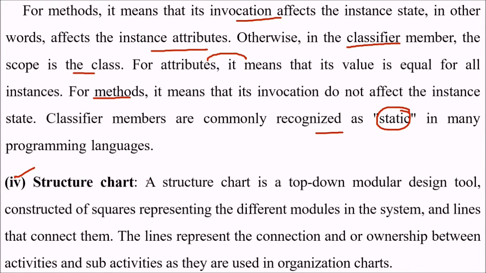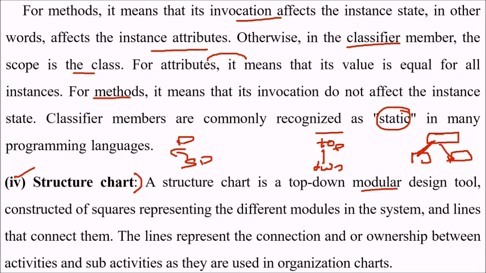What about the structure chart? A structure chart is a top-down modular design tool. Again, it is a modular design tool constructed of squares representing the different modules in the system and the lines connecting them. The lines represent the connection and/or the ownership between the activities and sub-activities, as they are used in organization charts. A structure chart is for software design, and it inherently uses the DFD, which is part of software analysis.